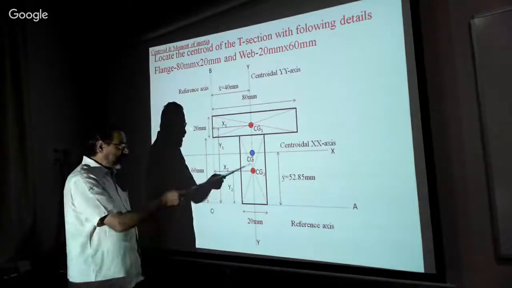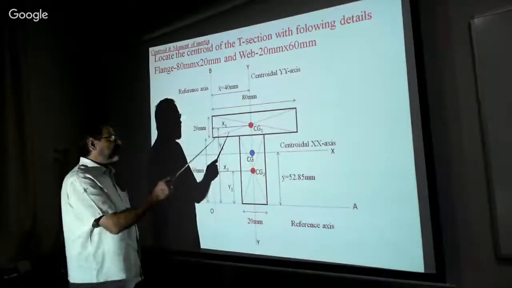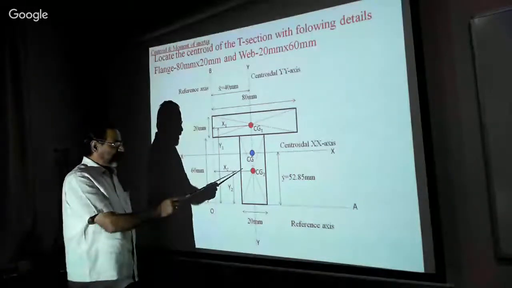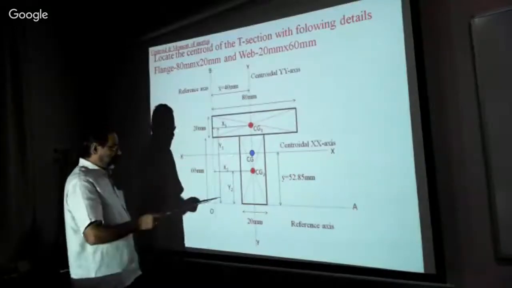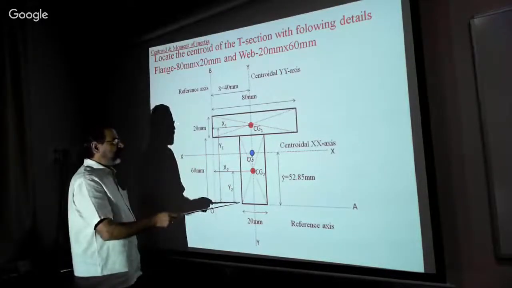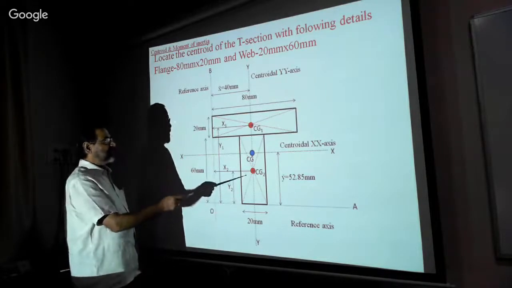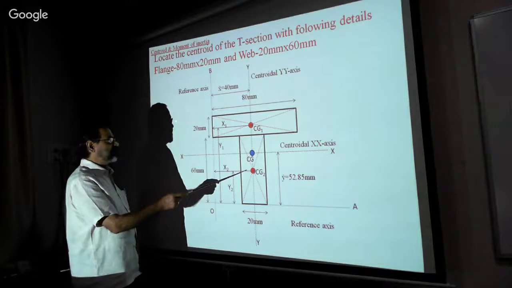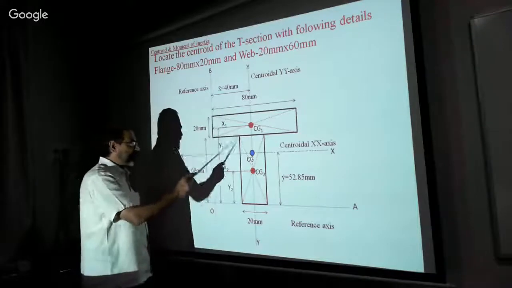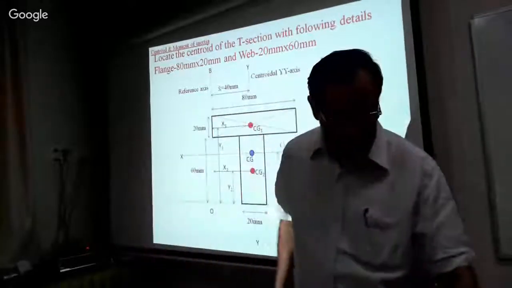Similarly, to locate y bar, it is sigma Ay divided by sigma A. Sigma Ay is A1 y1 plus A2 y2. Here y1 is the distance from the reference to the centroid of figure 1, and y2 is the distance of the centroid of the second figure from the reference OA. Therefore y bar is A1 y1 plus A2 y2 divided by area 1 plus area 2. That is how we can locate the centroid of the given figure.